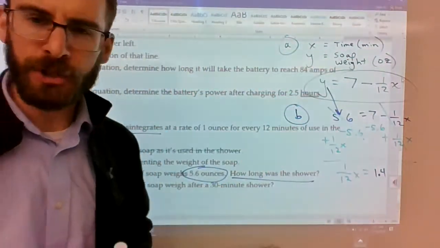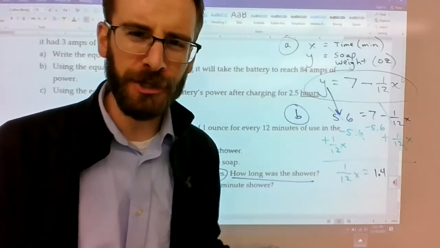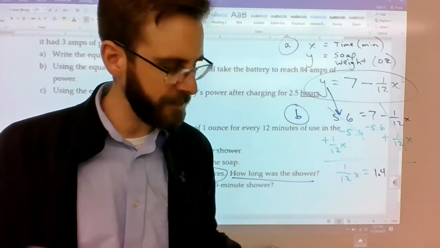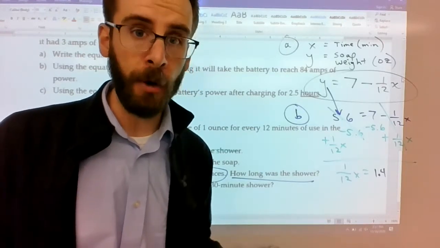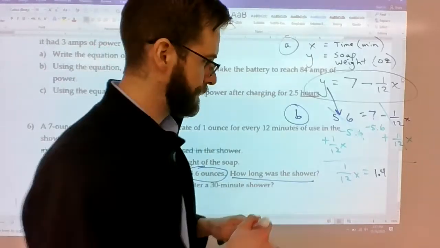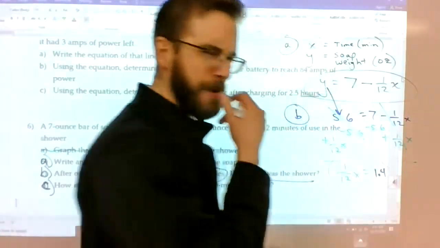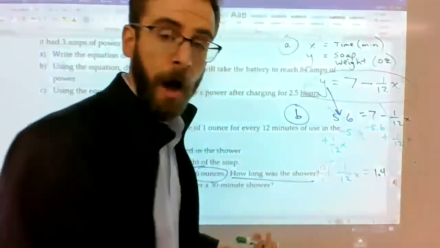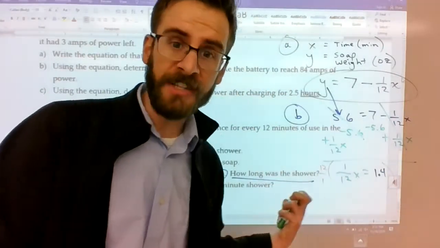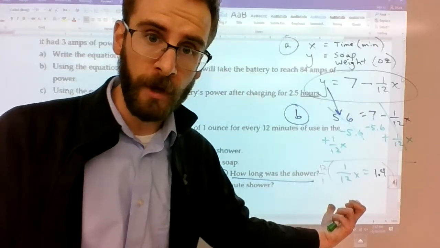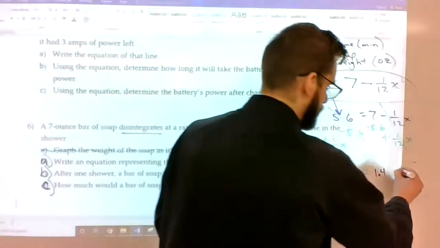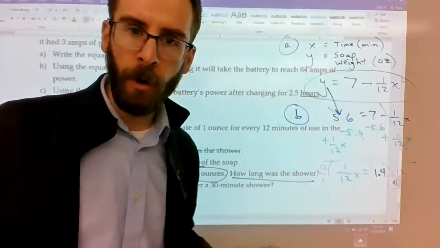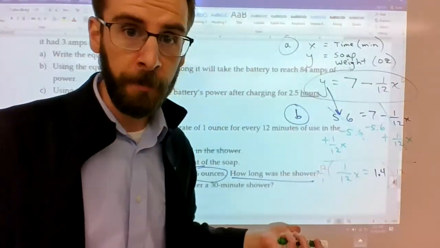All right, and now a shortcut. Not really a shortcut. Remember when I first taught you guys how to solve equations? You didn't always have to find a common denominator. You could have just multiplied both sides by the reciprocal. I bit my tongue there when I said sides. The reciprocal is 12 over 1. If I multiply both sides by 12 over 1, I get rid of the 1/12 in front of the x. And 12 over 1 is the same as just 12. So take 1.4 times 12. We got our answer for part B.